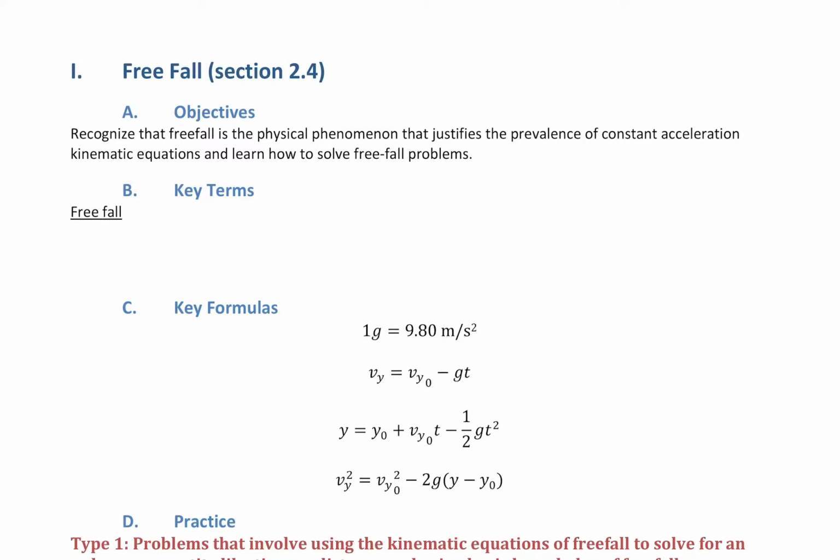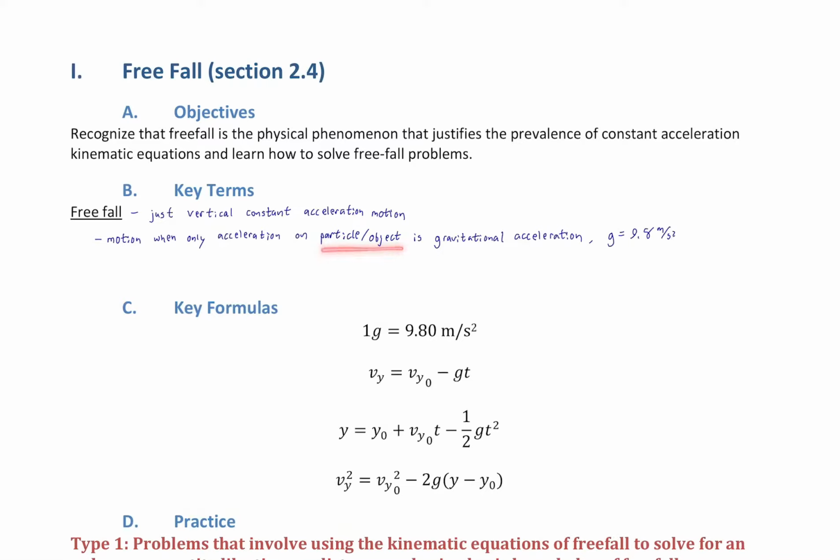So let's just define free fall. Free fall is just vertical constant acceleration motion, right? There's nothing new here. It is motion when the only acceleration on a particle or object is gravitational acceleration. And gravitational acceleration is defined as 9.8 meters per second squared. That's kind of like a global average. It obviously is a number with just 2 significant figures, but not really. So I would never consider it to restrain the number of significant figures in a problem. If all the other values had 4 significant figures, then just assume that this is 9.800.